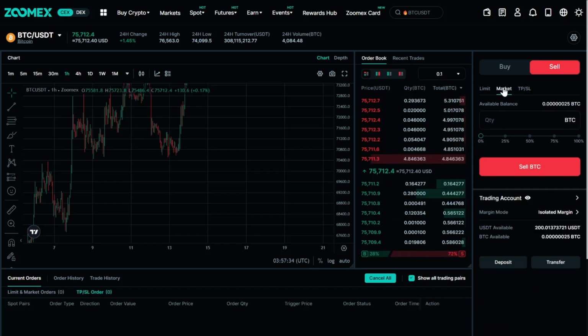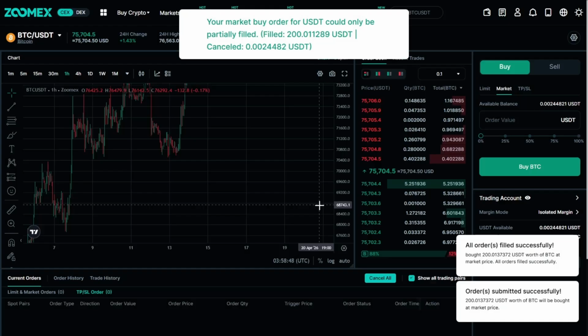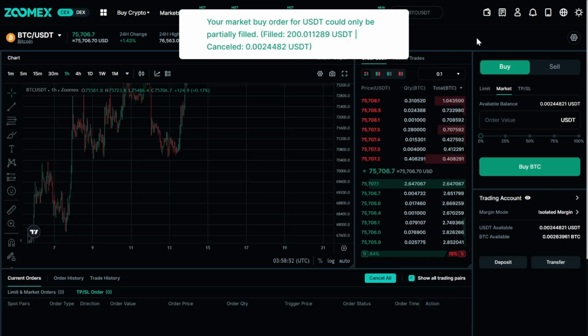We are going to add a take profit and stop loss to our order once we make our market buy. So let's buy our Bitcoin. We are using a market buy because we want to execute our trade quickly for this tutorial. We are going to buy Bitcoin with the full amount of our USDT, so about 200 USDT, and we are going to place our spot Bitcoin order here. And we have bought our Bitcoin with 200 USDT.